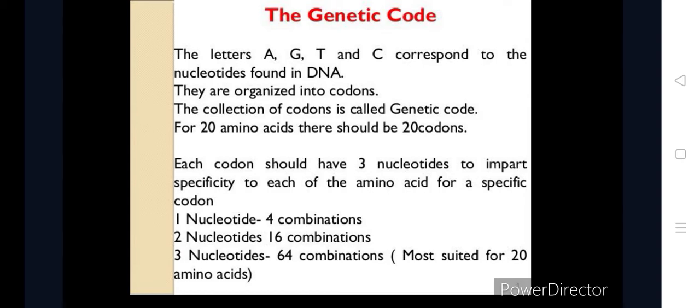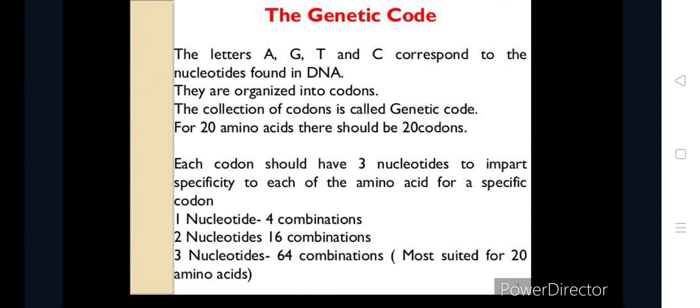The letters A, G, T, and C correspond to the nucleotides found in DNA. These letters are what we call the nitrogenous bases. They are organized into codons. The collection of codons is called the genetic code. For 20 amino acids, there should be 20 codons. Each codon should have 3 nucleotides to specify each amino acid.